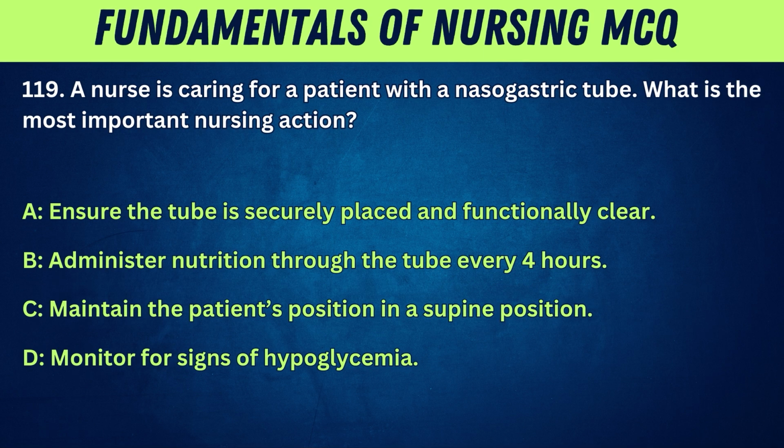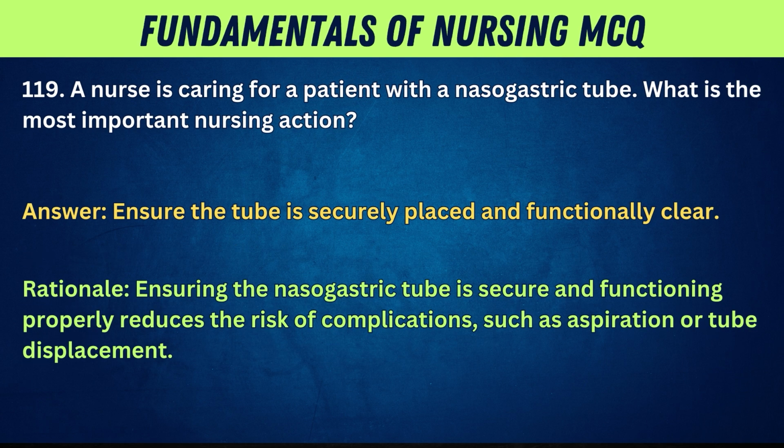119. A nurse is caring for a patient with a nasogastric tube. What is the most important nursing action? A. Ensure the tube is securely placed and functionally clear. B. Administer nutrition through the tube every 4 hours. C. Maintain the patient's position in a supine position. D. Monitor for signs of hypoglycemia. Answer: ensure the tube is securely placed and functionally clear. Rationale: ensuring the nasogastric tube is secure and functioning properly reduces the risk of complications, such as aspiration or tube displacement.